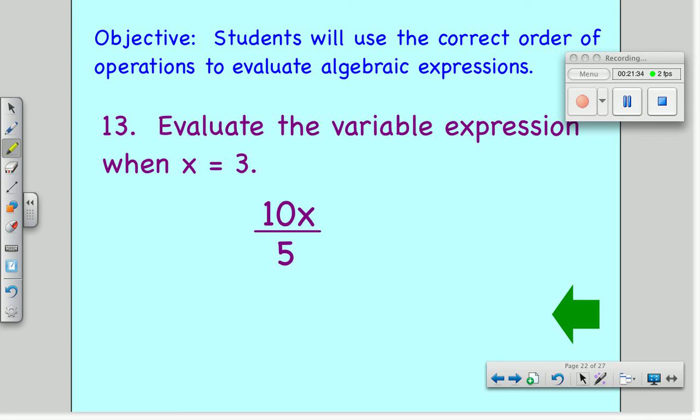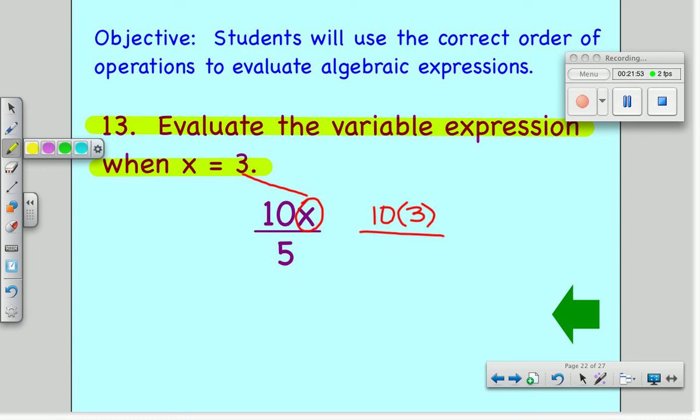Evaluate the variable expression when x is equal to 3. So, evaluate the variable expression when x is equal to 3. The first thing you're going to do is substitute this x for what? The number 3. So 10 multiplied by 3 divided by 5. Okay? 10 times 3 is 30. Divided by 5 is 6.